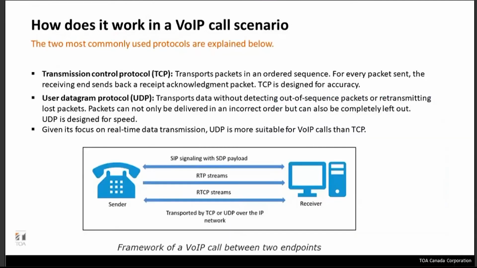This is the most common: TCP and UDP. These are the two transport layer protocols that we use. You can run the SIP signaling on TCP, or you can run it on UDP. Most of the time, the transport is coming with TCP.